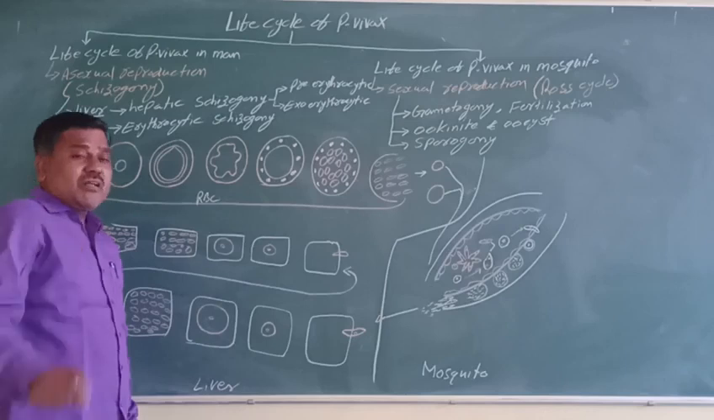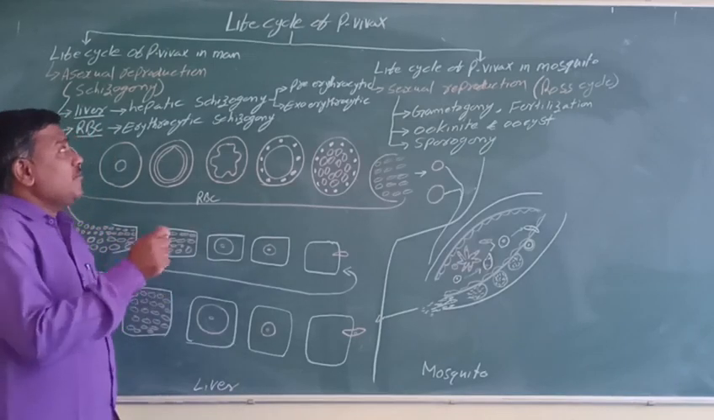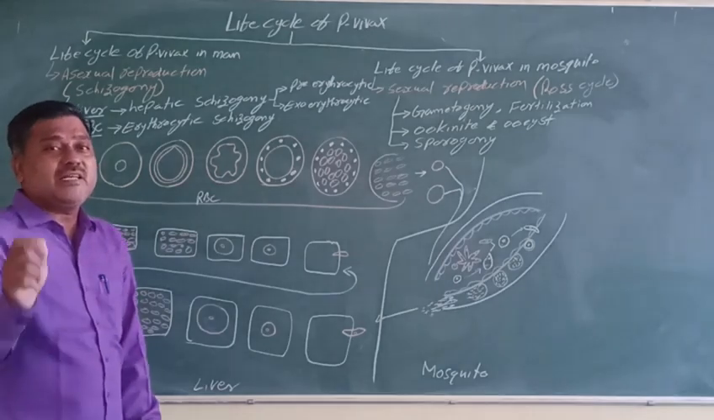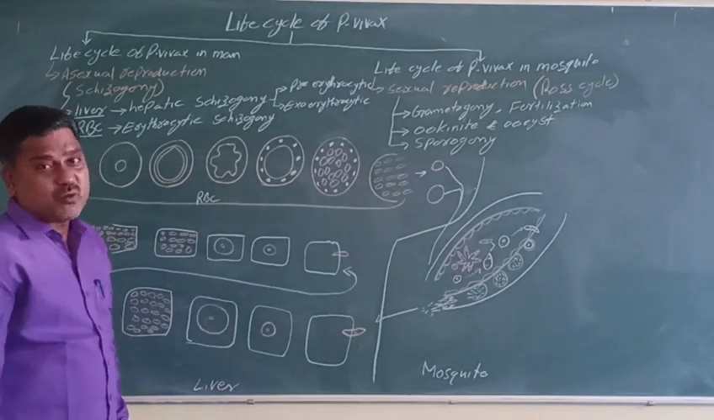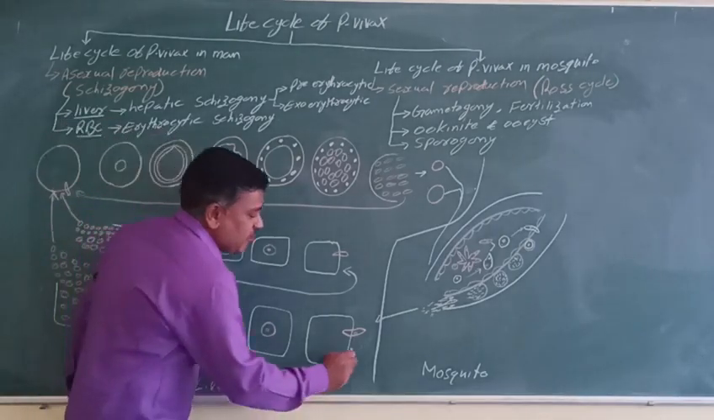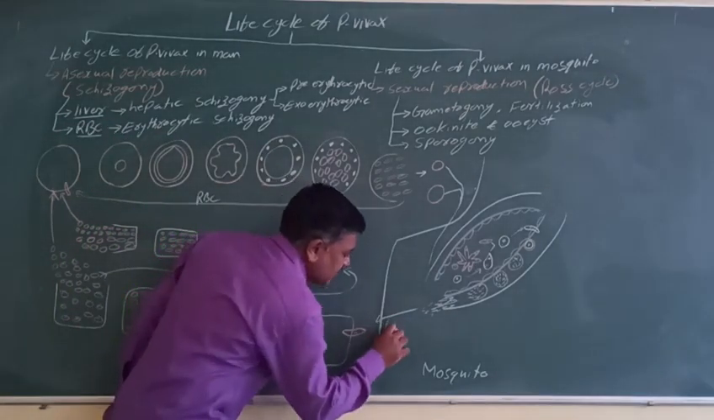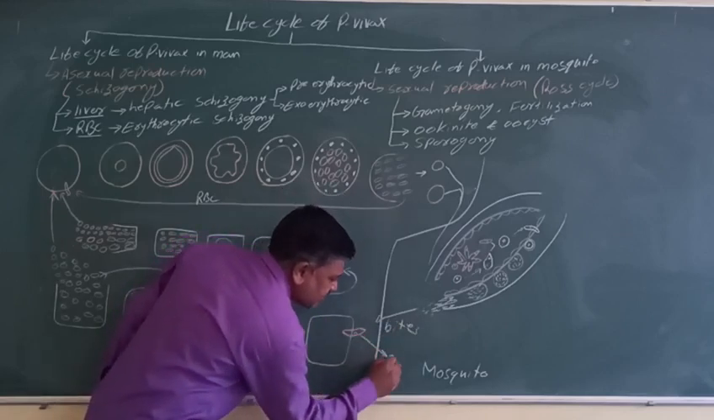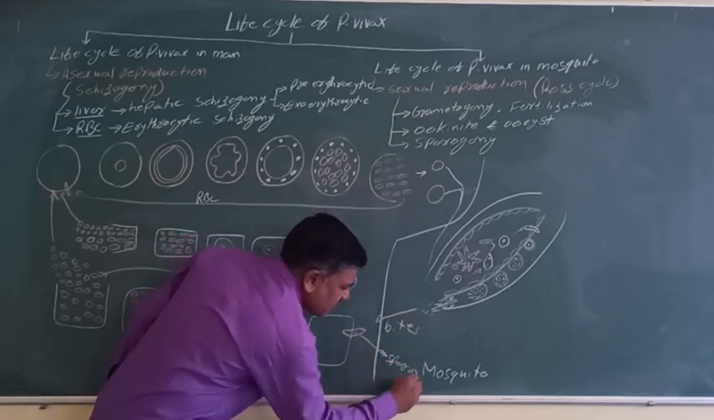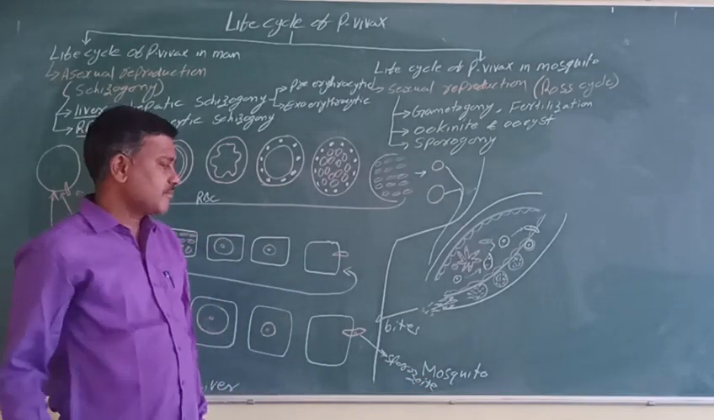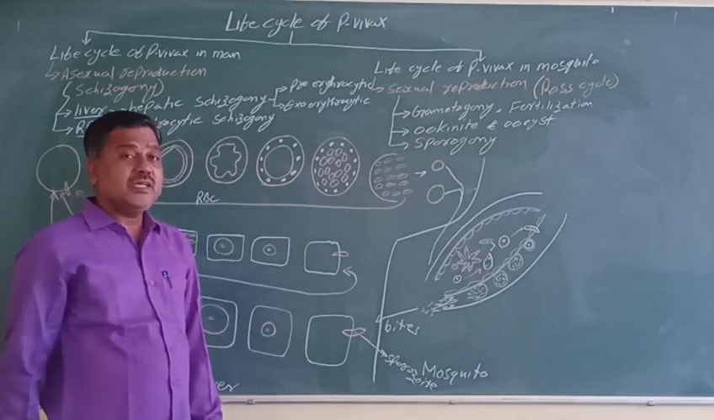So already we know this Plasmodium vivax enters the human body in the form of sporozoites. When a mosquito bites, the sporozoites enter into the blood.